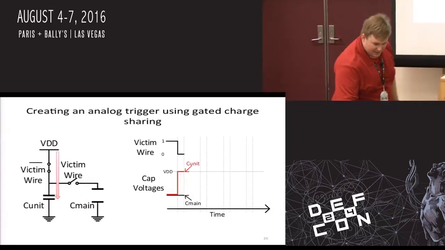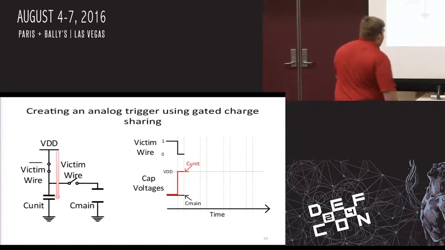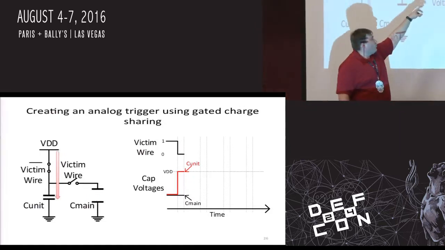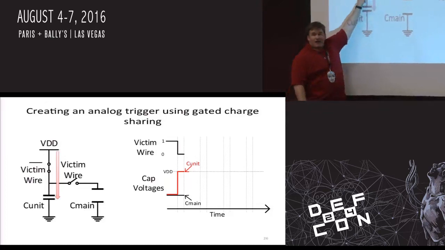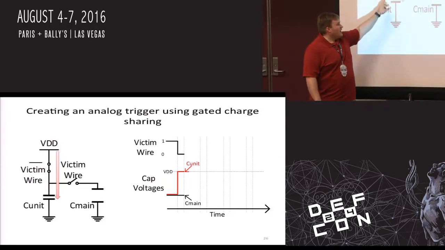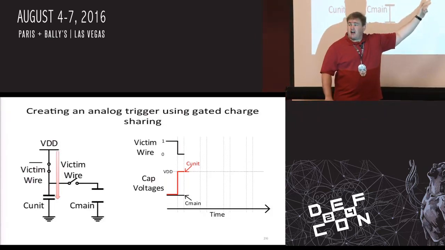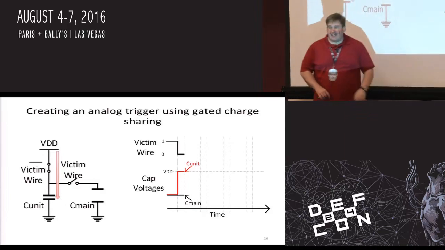So let's see what that looks like. Okay, so we start out with 0, and you can see the victim wire goes from 1 to 0. On 0, remember, this unit capacitor is connected to power, and so you can see it almost instantaneously fills up the charge on the unit capacitor, bringing it to VDD.